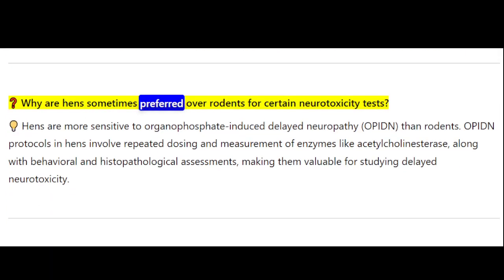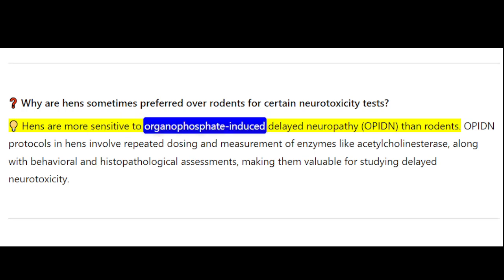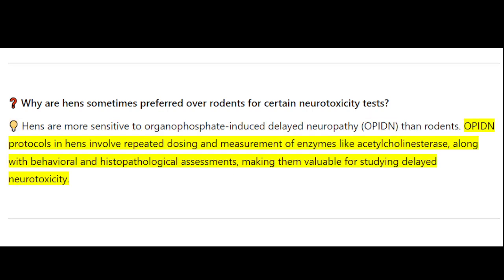Why are hens sometimes preferred over rodents for certain neurotoxicity tests? Hens are more sensitive to organophosphate-induced delayed neuropathy, OPIDN, than rodents. OPIDN protocols in hens involve repeated dosing and measurement of enzymes like acetylcholinesterase, along with behavioral and histopathological assessments, making them valuable for studying delayed neurotoxicity.